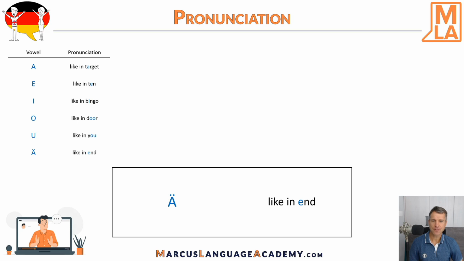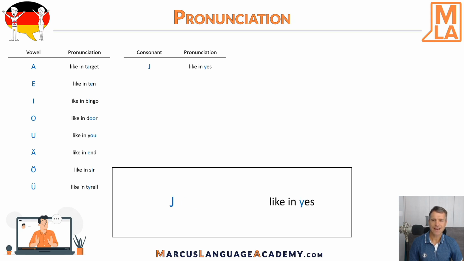A umlaut like in end. O umlaut like in sir. U umlaut like in Tyrell. And now let's see the consonants. Consonants that I do not mention are pronounced the same as in English.